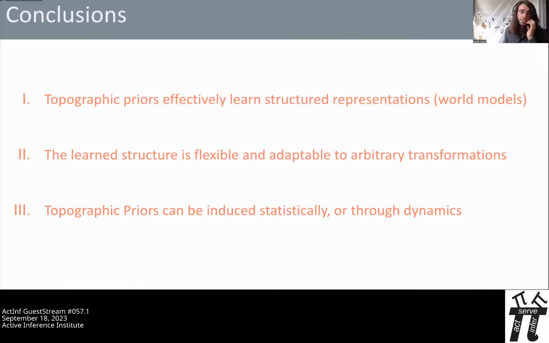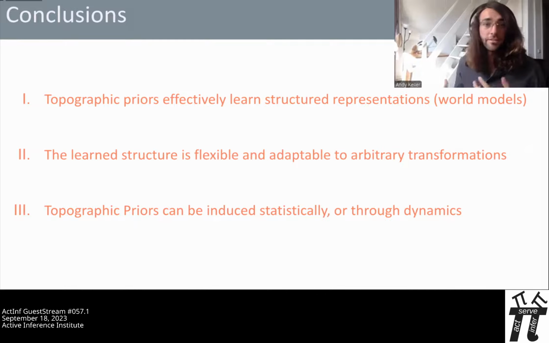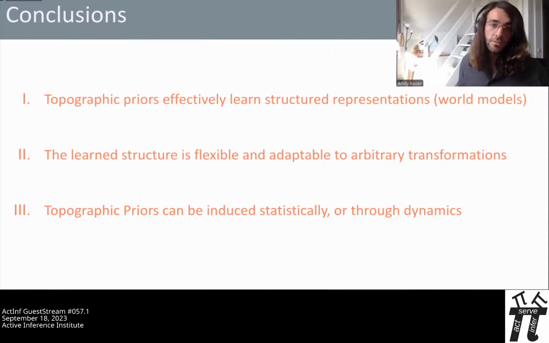So in conclusion, I think with topographic priors, we could show that they effectively learn structured representations or structured world models. This learned structure is flexible and adaptable to arbitrary transformations, unlike traditional equivariance. And topographic priors can be induced statistically, as we did in the topographic VAE, or through dynamics like we were showing in these neural wave machine type models.